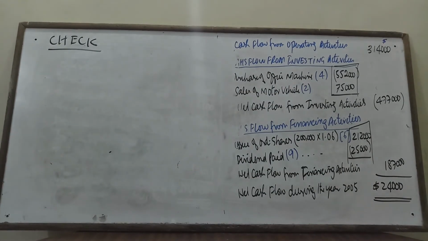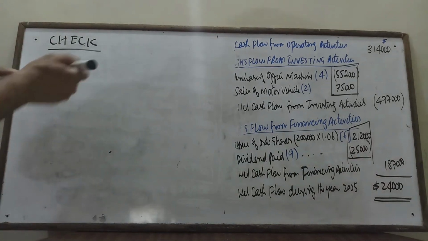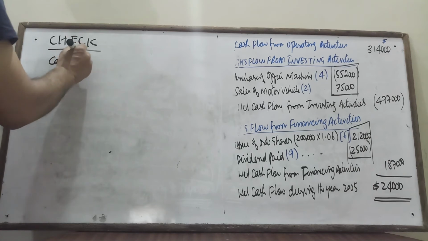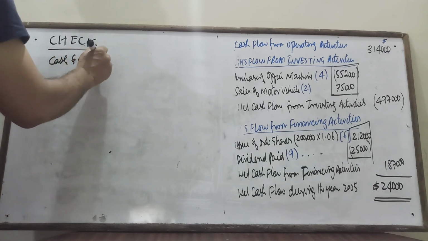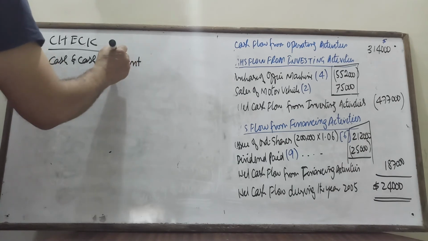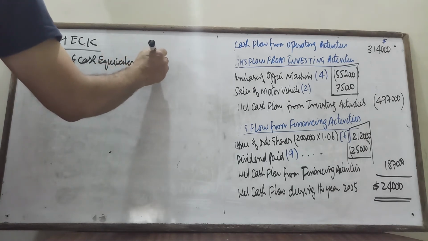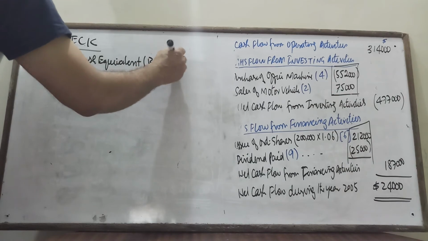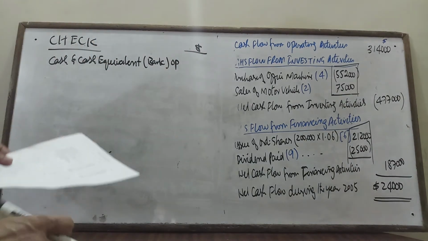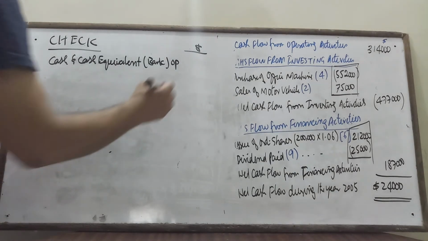So cash and cash equivalent opening, also known as bank opening balance. Opening balance is given 48,000.